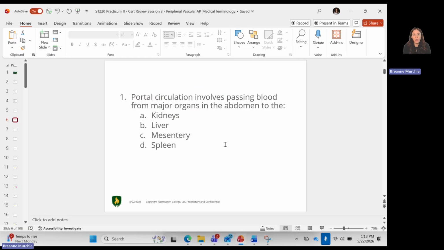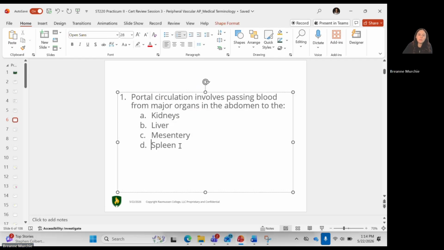Other circulation. So why would the major organs in the abdomen pass the blood through this circulation? Well, if it's not going directly back to the heart, the other areas that the blood will circulate through before it goes back to the heart are the organs responsible for filtering the blood. And those 2 major sites are going to be the liver and the kidneys. There's no reason to pass anything through the spleen. So I'm going to get rid of spleen.